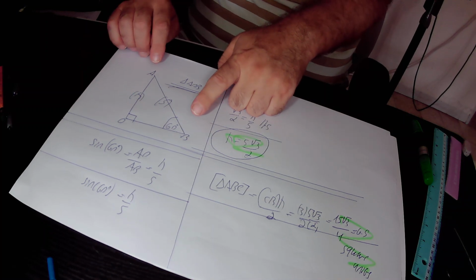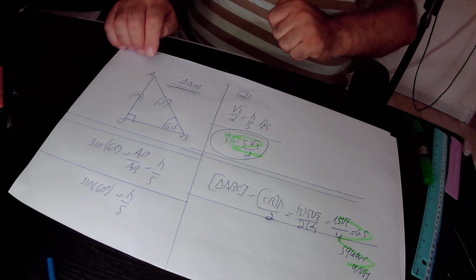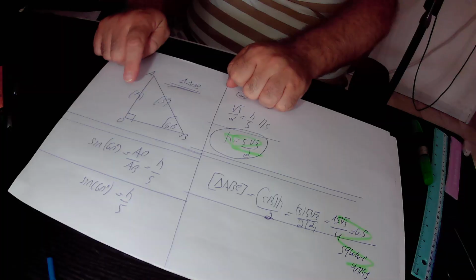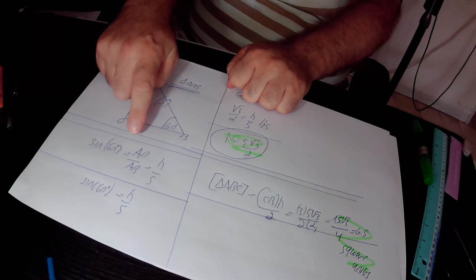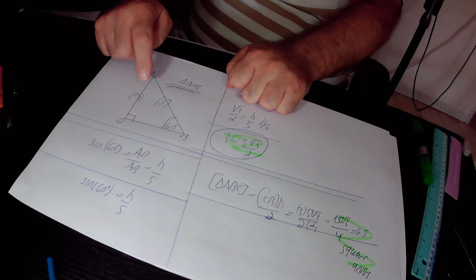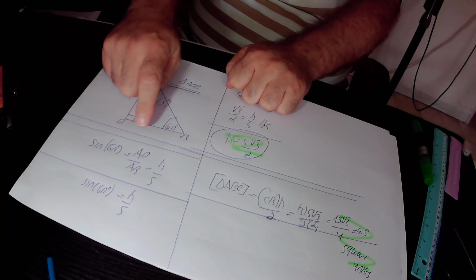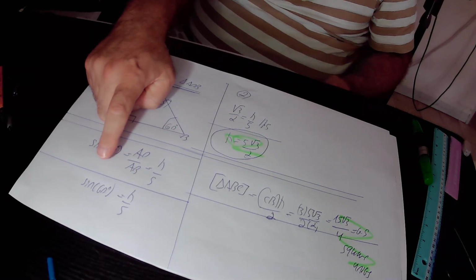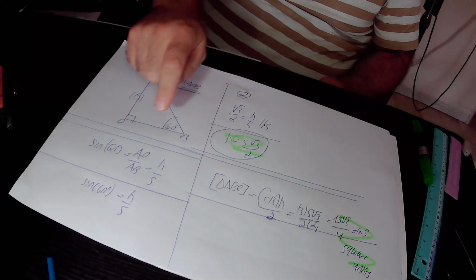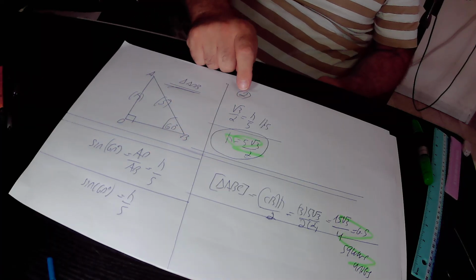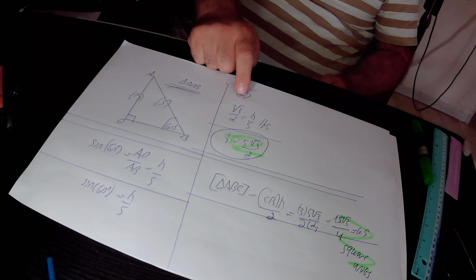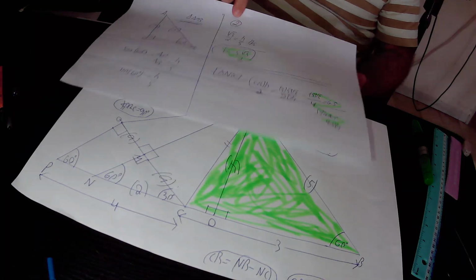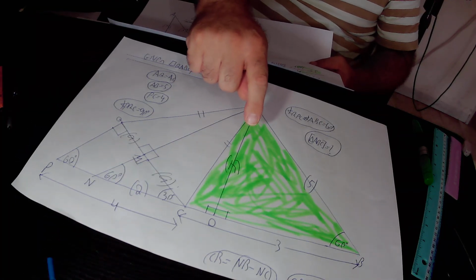AB equals 5 units in its length according to what is given in the question. So in this right triangle AOB, sine 60 degrees equals AO over AB. AO is h, AB is 5, so sine 60 degrees equals h over 5. Sine 60 degrees is square root of 3 over 2, so square root of 3 over 2 equals h over 5. Here we multiply this equation by 5 and finally find that h equals 5 times square root of 3 over 2 units in its length.